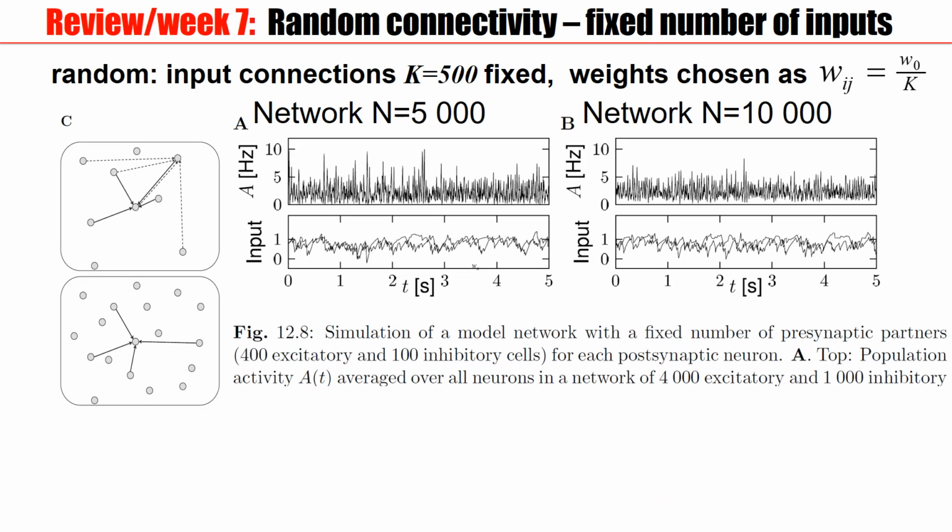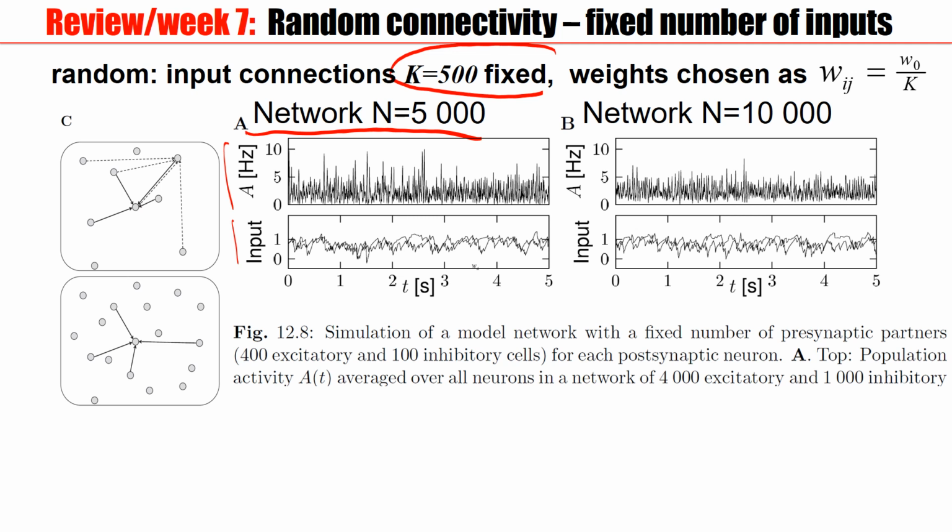Let me remind you of a couple of simulations that we have seen in a different video. It's a network of 5,000 neurons. Each neuron in the network receives 500 inputs from other neurons, and these input connections are random. Then we can look at the population activity for a network of size N equal 5,000. But we can also look at the input for one or two or three of these neurons. And this gives the membrane potential trajectories or current trajectories just below.